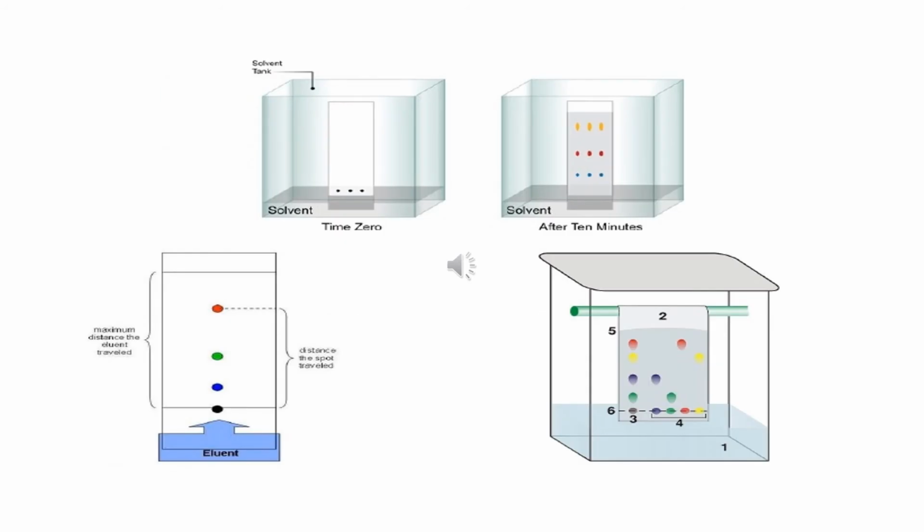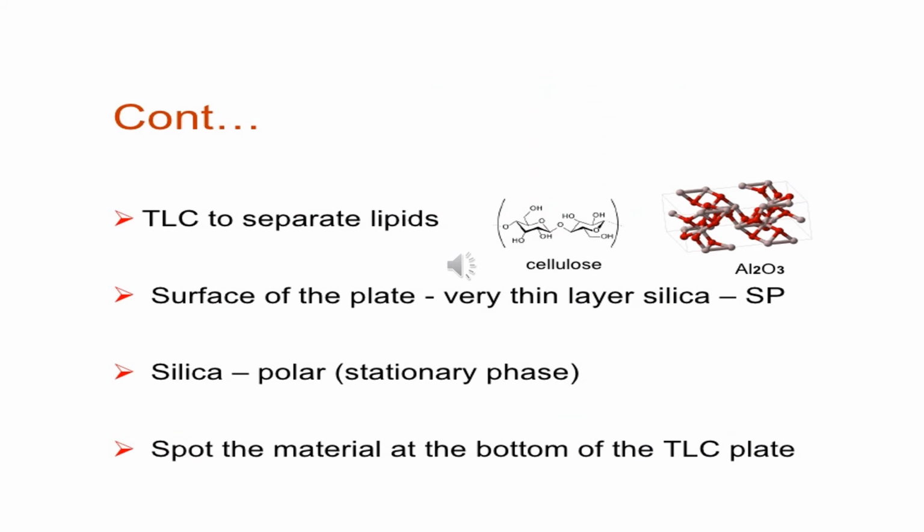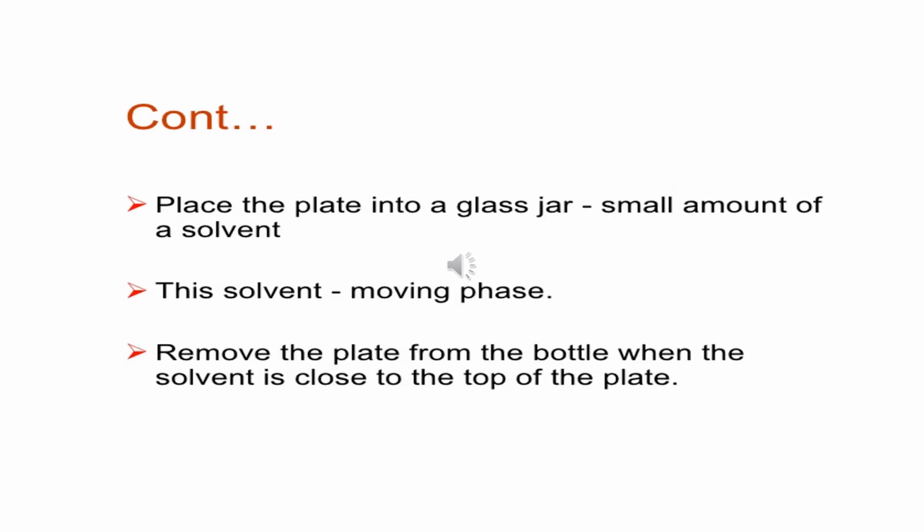Here is a diagram of a TLC chamber. TLC to separate lipids. The surface of the plate has a very thin layer of silica, a silica polymer stationary phase. Spot the material at the bottom of the TLC plate. Place the plate into a glass jar with a small amount of solvent. This solvent is the moving phase. Remove the plate when the solvent is close to the top of the plate.